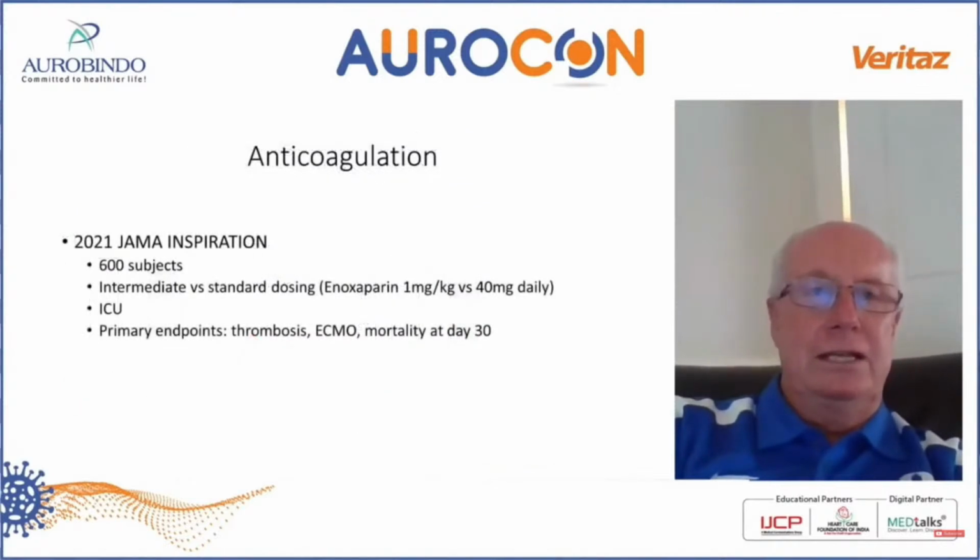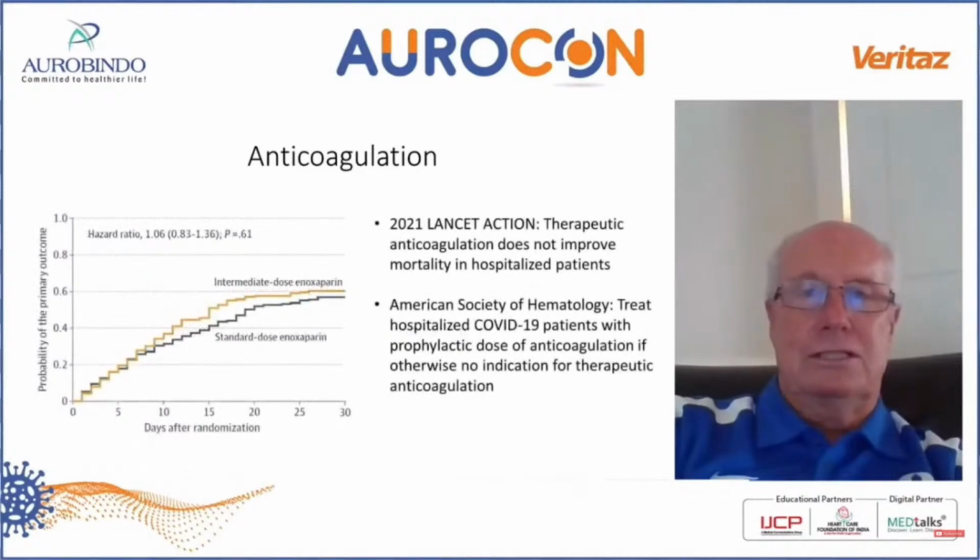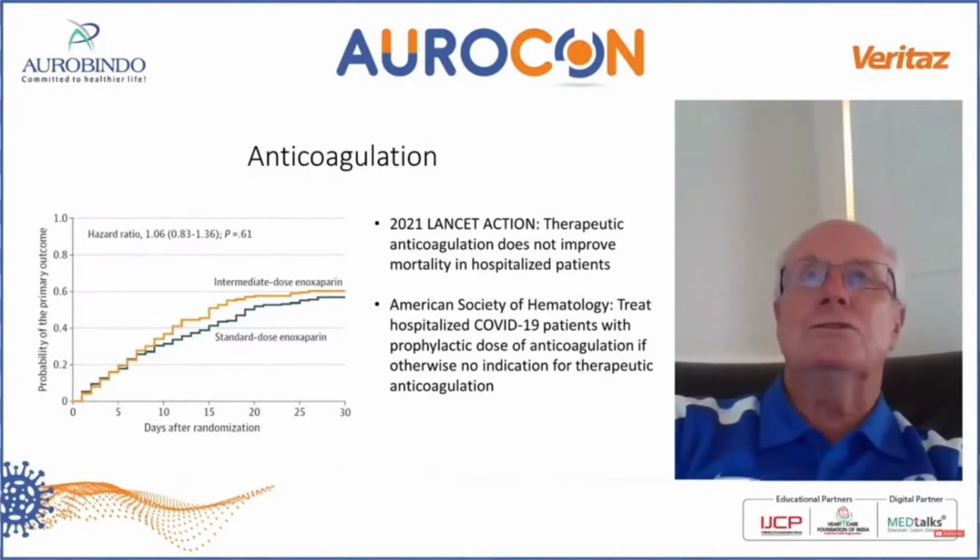And this study just came out recently. Intermediate versus standard dosing of enoxaparin. Next slide. And I think the results speak for themselves. There really wasn't much benefit here in terms of higher dose enoxaparin in these patients with COVID respiratory failure. So the bottom line here is that intermediate anticoagulation is adequate for most patients with COVID respiratory failure. Next slide.